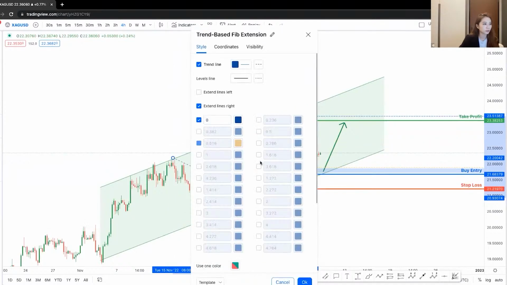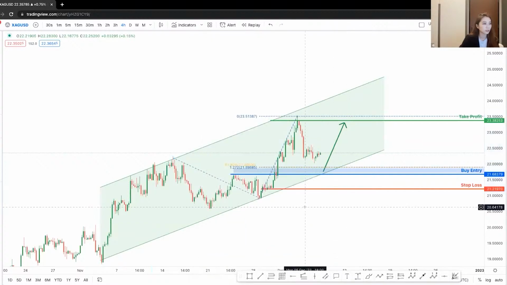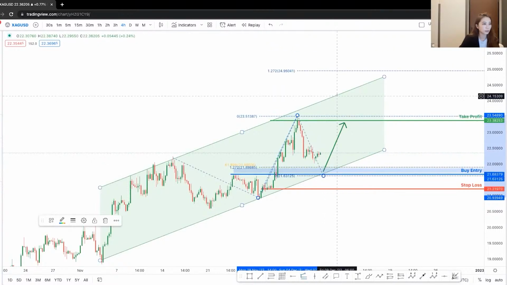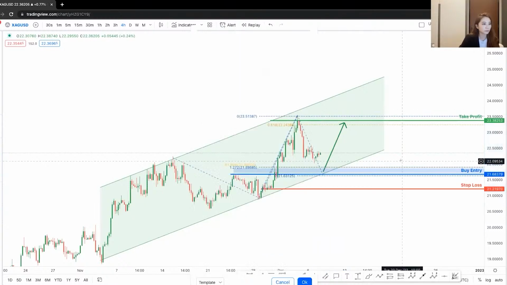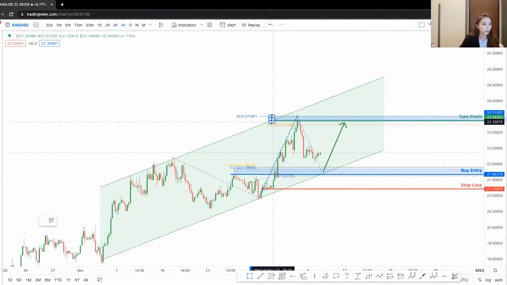Drawn wrongly. Okay, so the 127.2 coincides with our retracement. Let's take a look at our potential take profit. Looking just nice at the candle wick range.